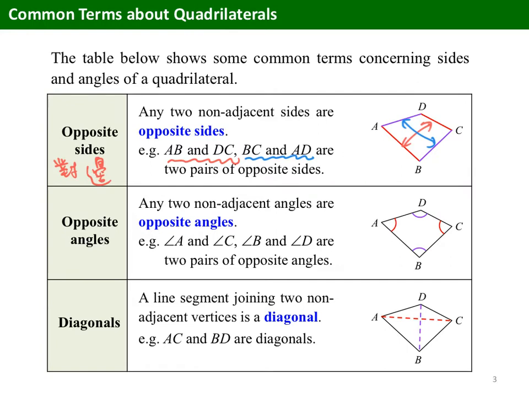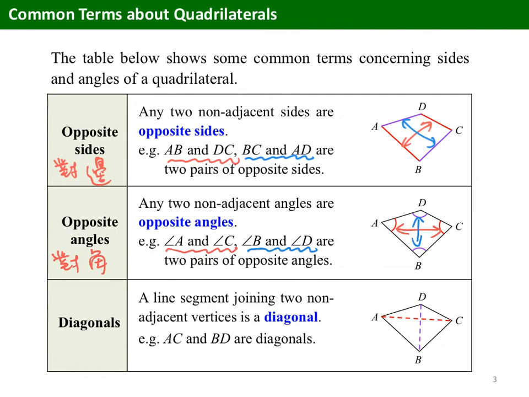Second term, opposite angles, 對角. So here, for example, angle A and C are angles opposite to each other. So they are a pair of opposite angles. And same for angle B and angle D. They are opposite to each other, so they are another pair of opposite angles.